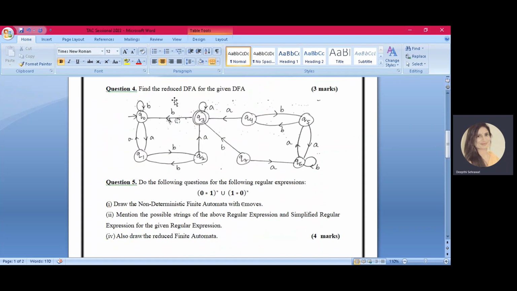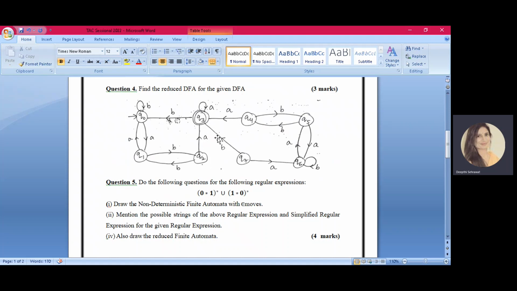Then the next question is to find the reduced DFA for the given DFA. There are many states in this given DFA, around 8 states, and you have to reduce it. It can be reduced to a lesser number of states by applying the reduction algorithm. First of all, you have to remove those states which are unreachable, and then you have to apply the algorithm.